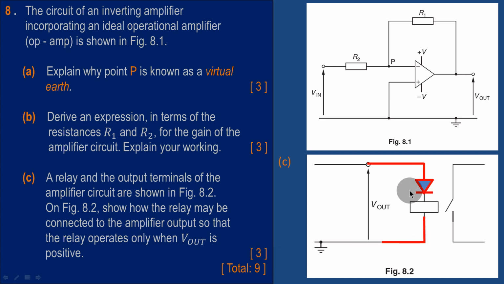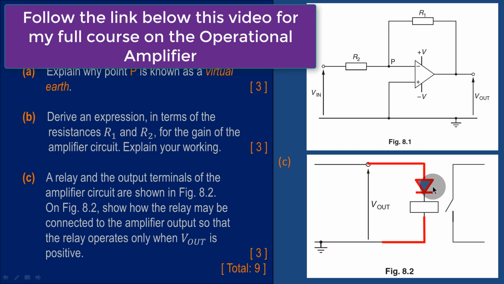A diode, and it should point in the correct direction so that we obey this instruction here. The relay only works if the V out is positive. If it was such that the relay will work if the V out is negative, then this diode will point in the other direction. And it is just as simple as that. So this is one of the examples of questions which involve an inverting amplifier, and you can see it is very easy to get all these 9 marks so long as you remember those important points.